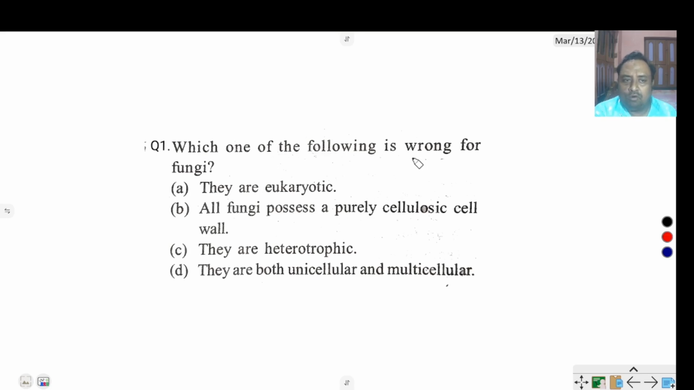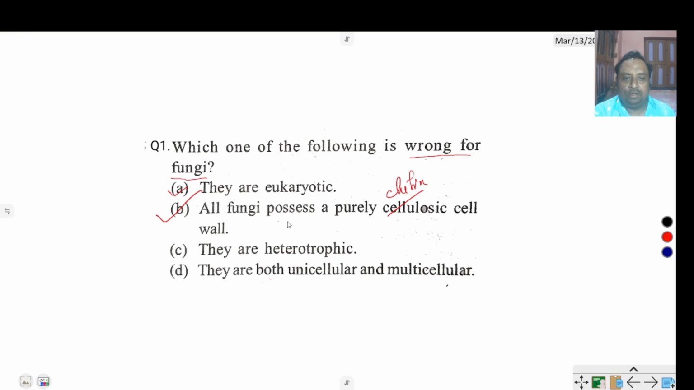Which one of the following is wrong for fungi? First, they are eukaryotic. Second, all fungi possess a purely chitinous cell wall. Third, they are heterotrophic. Fourth, they are both unicellular and multicellular. So here the wrong option is B. Why? Because not all fungi possess purely chitin in their cell wall. So the correct answer is B, and the other options are right.